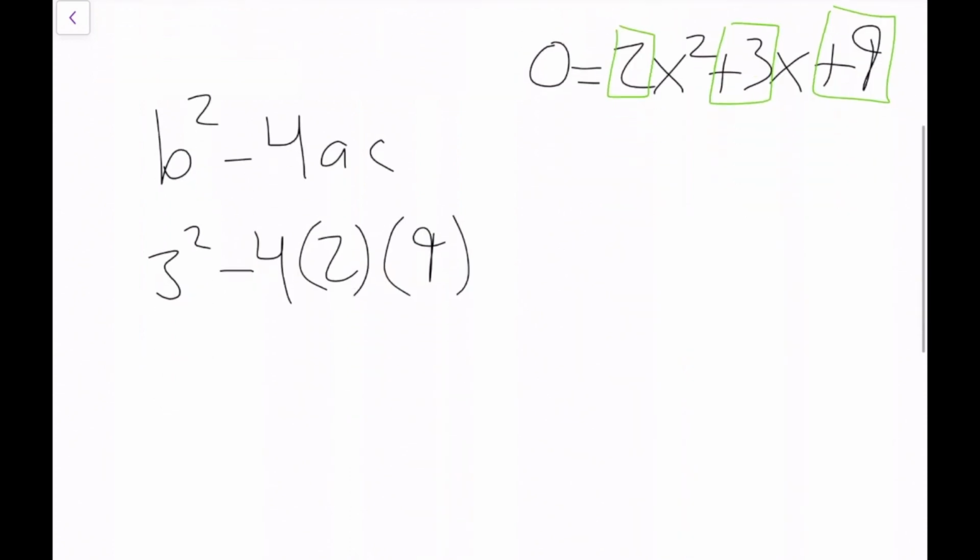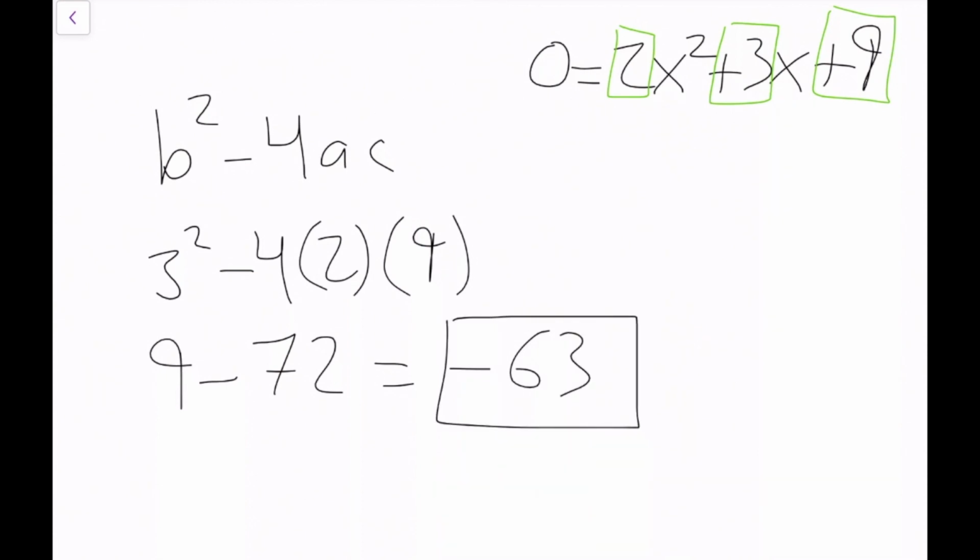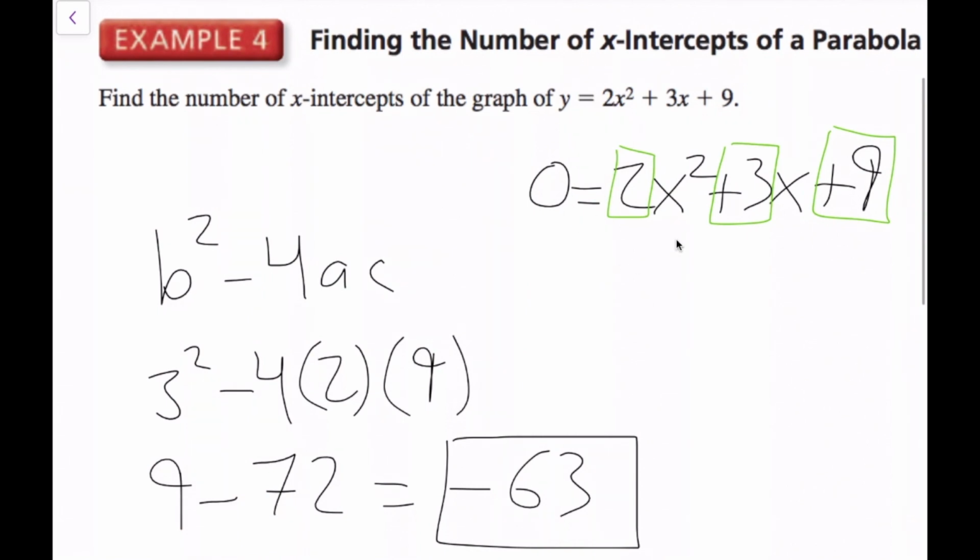And then when I simplify this, I get 9 minus 4 times 2 is 8. 8 times 9 is 72. So minus 72, which is going to give me negative 63. So since my discriminant is a negative number, that means that there's no real number that I can square to get to a negative number. So that means that there's going to be no real solutions to this quadratic equation, which means that this quadratic function is never going to touch the x-axis at all, which means that there are 0 x-intercepts.